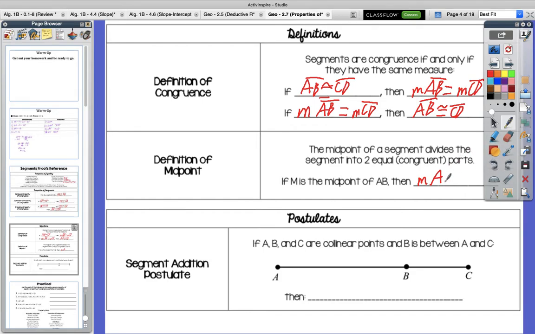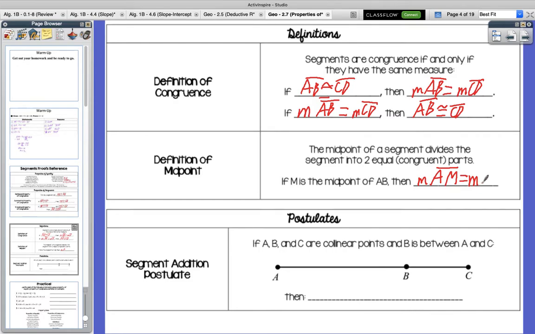That was somehow an even worse M. The measure of segment AM is going to be equal to the measure of segment BM. So we're saying, hey, if M is the midpoint, then it has to cut it in half. So A to M is going to be the same length as B to M. Once again, that just goes back to what midpoint meant from chapter 1.